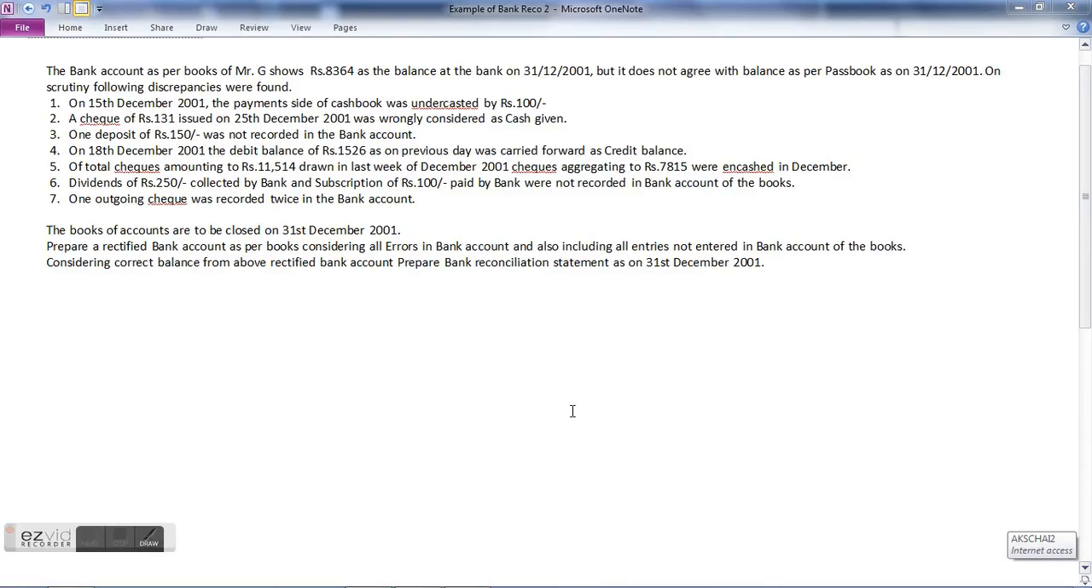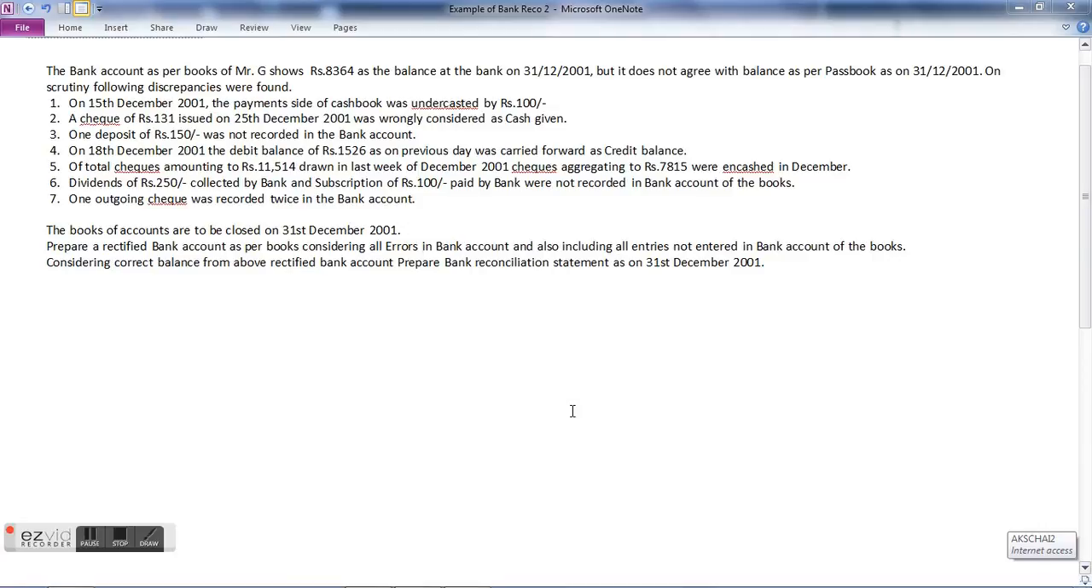So today we will be seeing one example for bank reconciliation statement. The bank account as per books of Mr. G shows rupees 8364 as a balance at the bank on 31st December 2001. That is, as per his bank account in the books, the balance is rupees 8364, but it does not agree with the balance as per passbook.